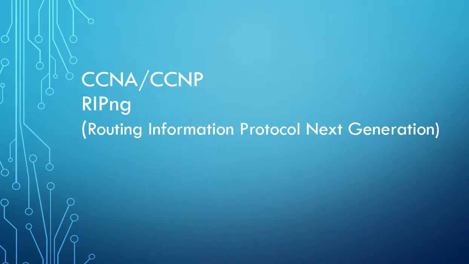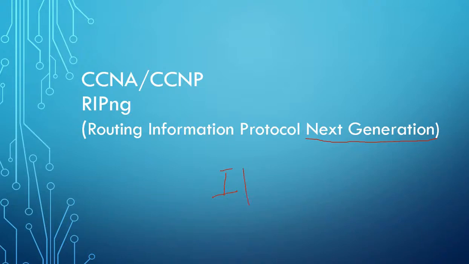My name is Raj Kishore and today I'm going to describe RIPng. This is the next generation Routing Information Protocol, and it has been created basically to support IP version 6.